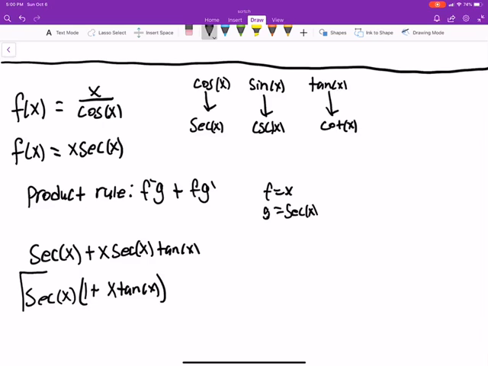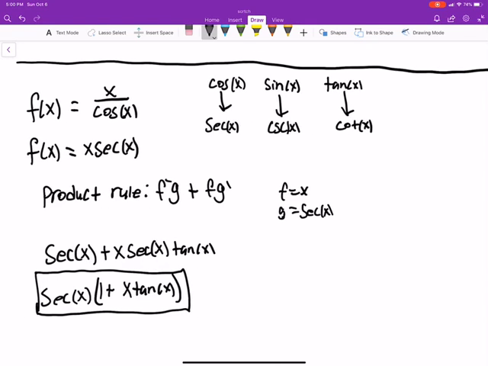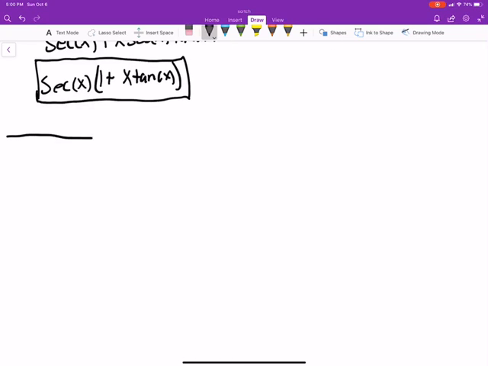And there's your derivative. So there we use some trig properties and the product rule. Hopefully that's pretty familiar with you guys. Okay, the next one we're going to go ahead and do a quotient rule. It's going to be a little messy, but that's okay.